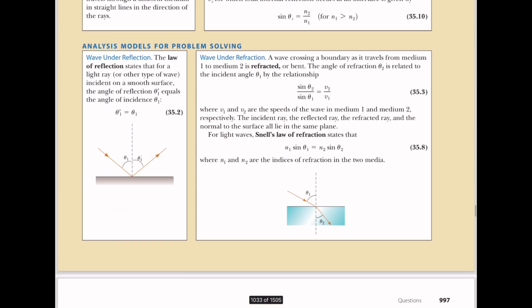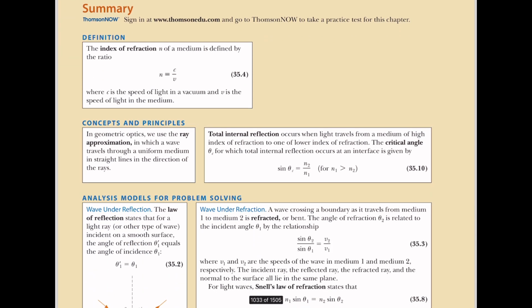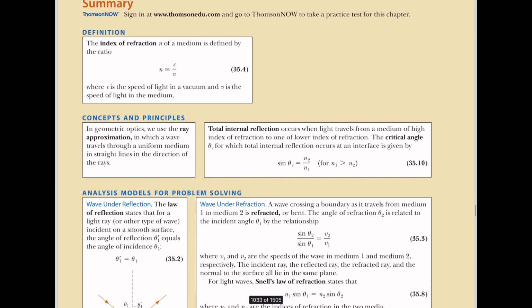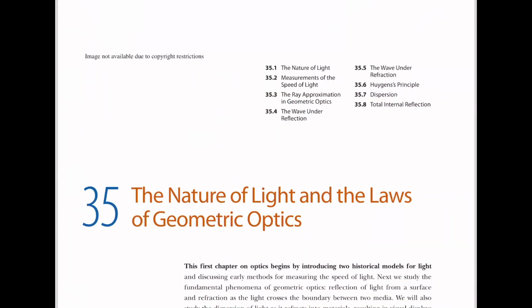Okay, so I think that ends off the video today. You can see here is the summary section, which I went through last time. And again, you can ask yourself, what parts of this are you uncomfortable with? Let's take a look at the beginning of this. To summarize again, we have the nature of light, measurements of the speed of light, ray approximation in geometric optics, the wave under reflection, the wave under refraction, and what we went over today was Huygens principle, dispersion, and total internal reflection.